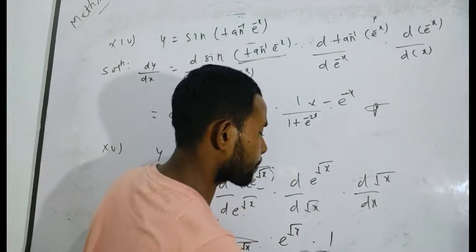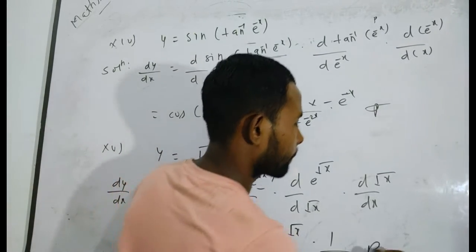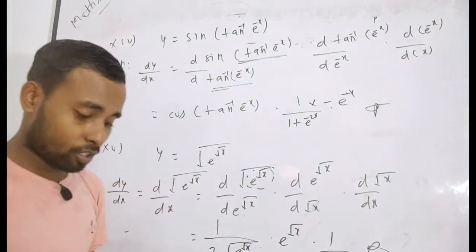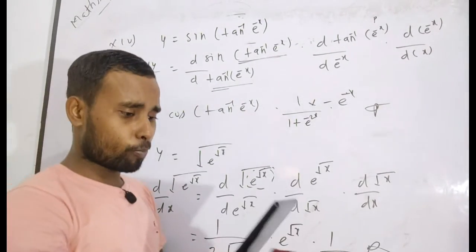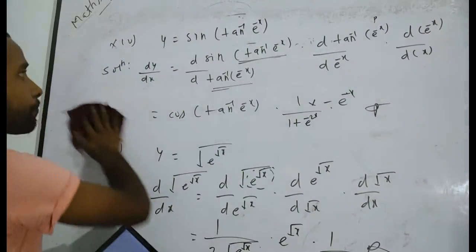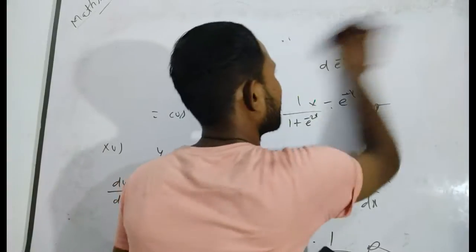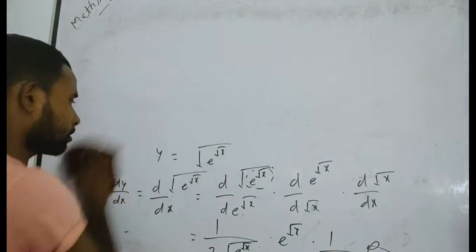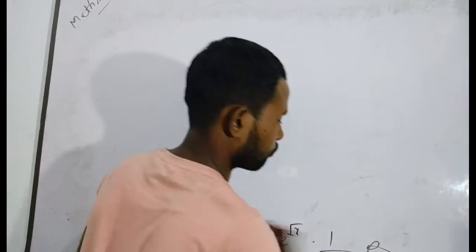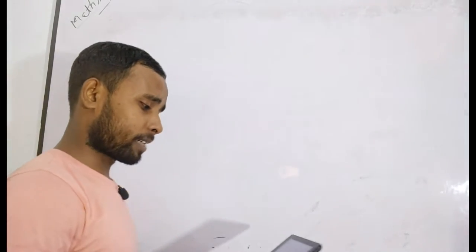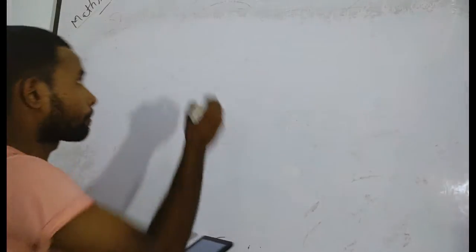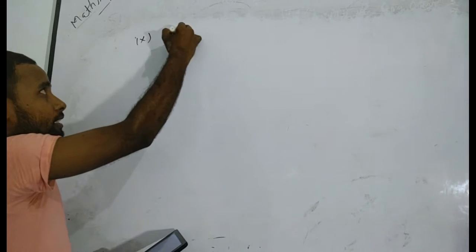Derivative of root x with respect to x will be 1 upon 2 root x. I think you understand all these questions. Again, take only 2 problems I have left in your class. I want to also give some hint for solving this problem. Easy problems you can solve very easily, or not, I will jump to it.